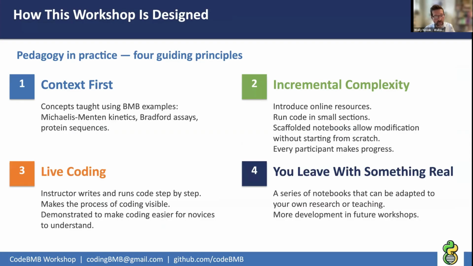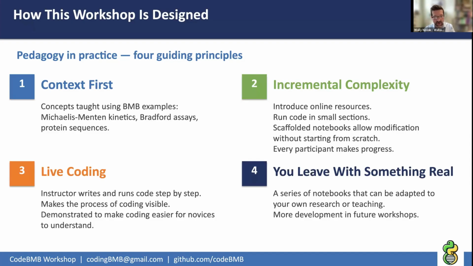Variables and loops, we can use them to calculate Michaelis-Menten velocities. Data frames, we're going to use them to organize experimental data. Hopefully, every block of code is relatable to a BMB context. Second, incremental complexity. Starting simple and building on that. We don't want anybody to feel they're left behind, so we're not going to sprint. Instead, we're going to start at a walk and move maybe up to a light jog.